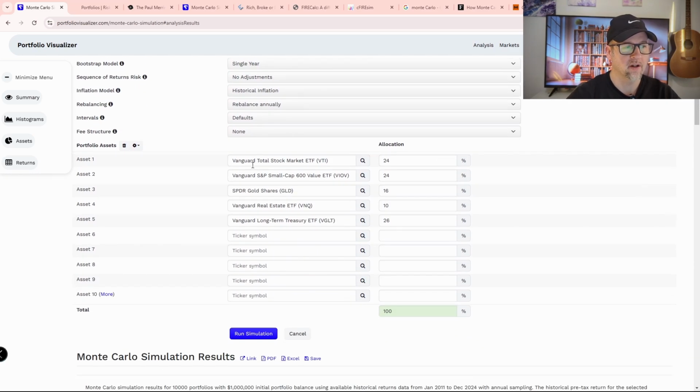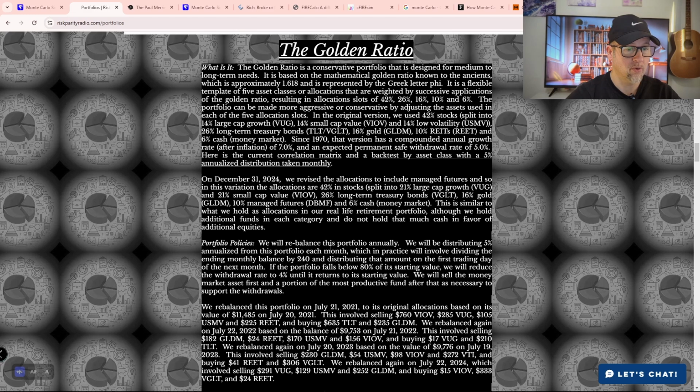And so I added a portfolio, which is called the Risk Parity. It's from Risk Parity website, and it is called the Golden Ratio. And so it contains these items right here. It's a total stock market fund. Let's go here real quick.